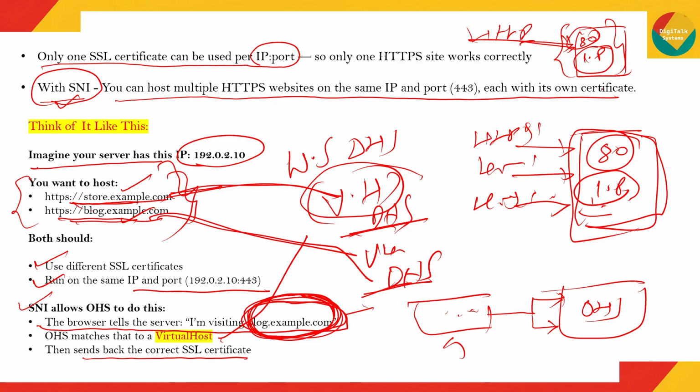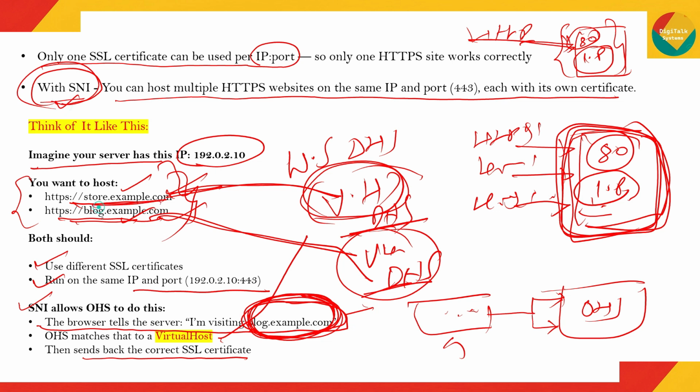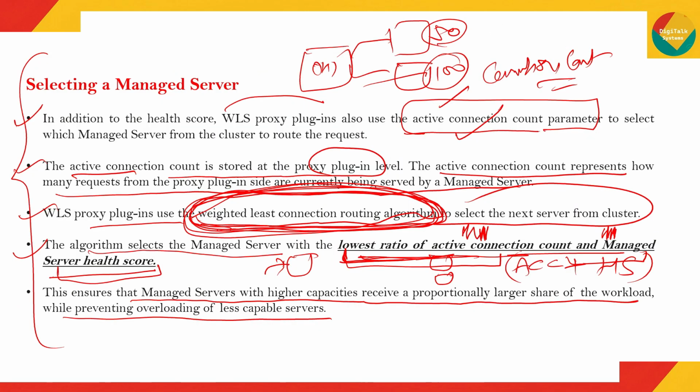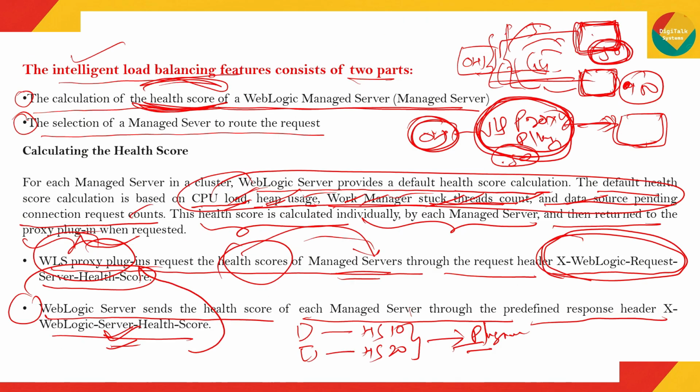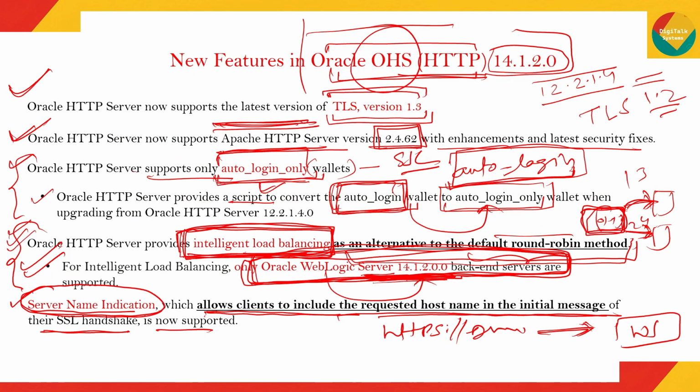So that means now on the same IP and port in a single server, we can host multiple websites with the help of virtual hosts, which is an old feature. But with the help of SNI, we can now configure a different SSL certificate for each different DNS. So this is the feature that has now been added with the help of SNI. Let me go back.